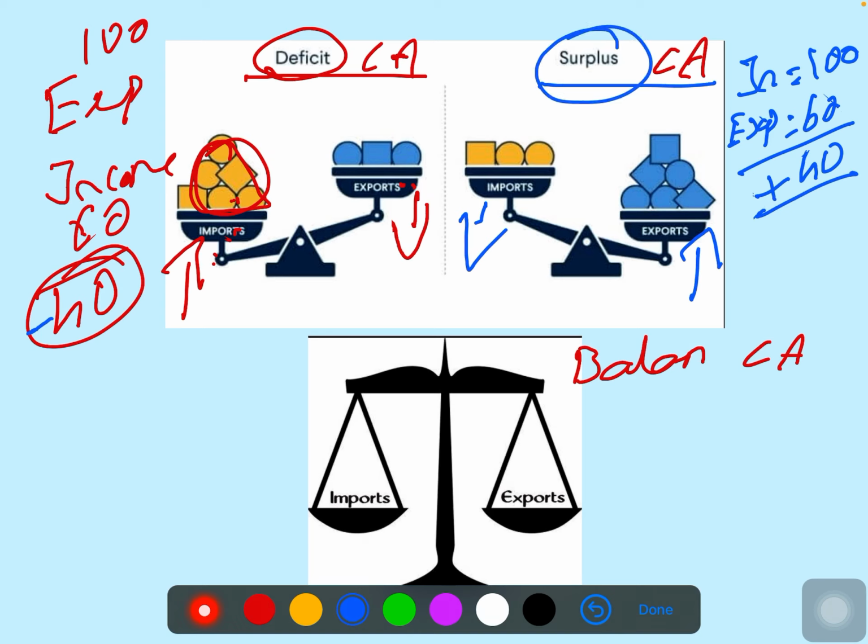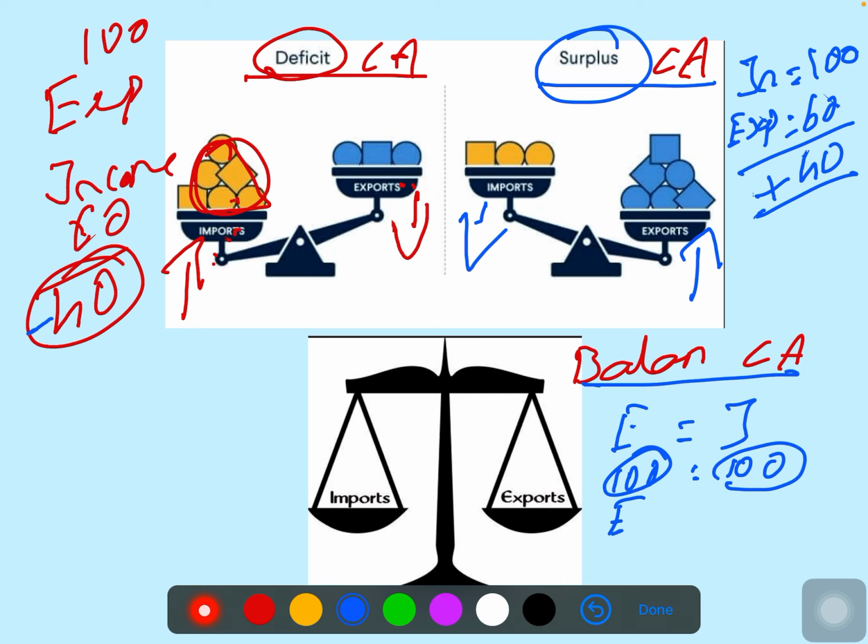And the last one, you have balanced current account, where exports are completely equal to imports. That means if exports are 100 rupees, imports are also 100 rupees. If the expenditure is 100 rupees, income is also 100 rupees. They both are equal to each other. That is called balanced current account.